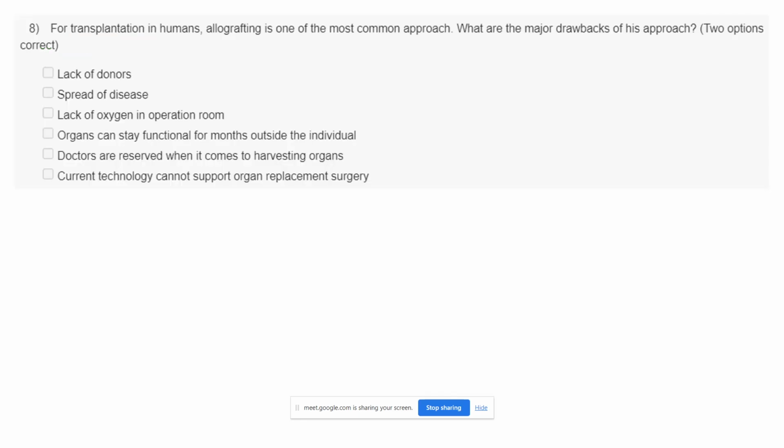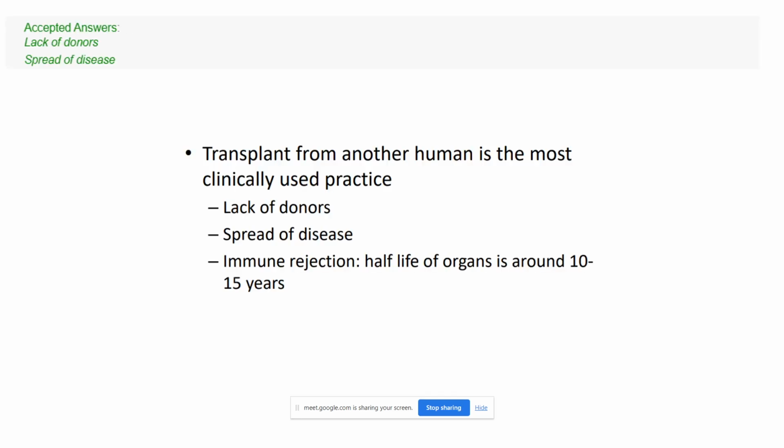The next question was, for transplantation in humans, allografting is one of the most common approaches. What are the major drawbacks of this approach? We have to select two options. So lack of donors and spread of disease are the two options that are the major drawbacks of this approach. Another major drawback is immune rejection, that is, the half-life of the organ is around 10 to 15 years.